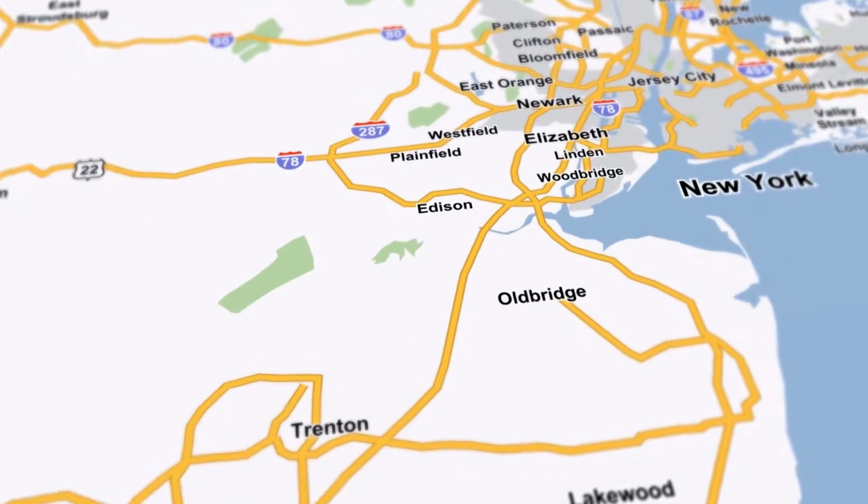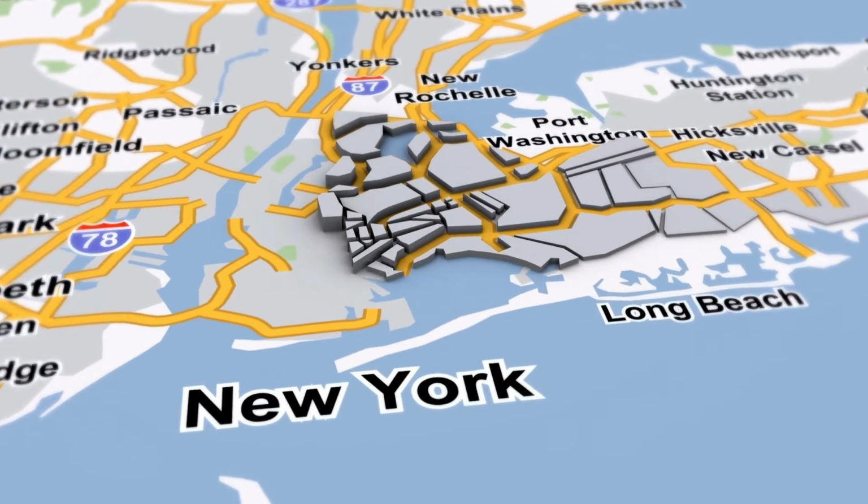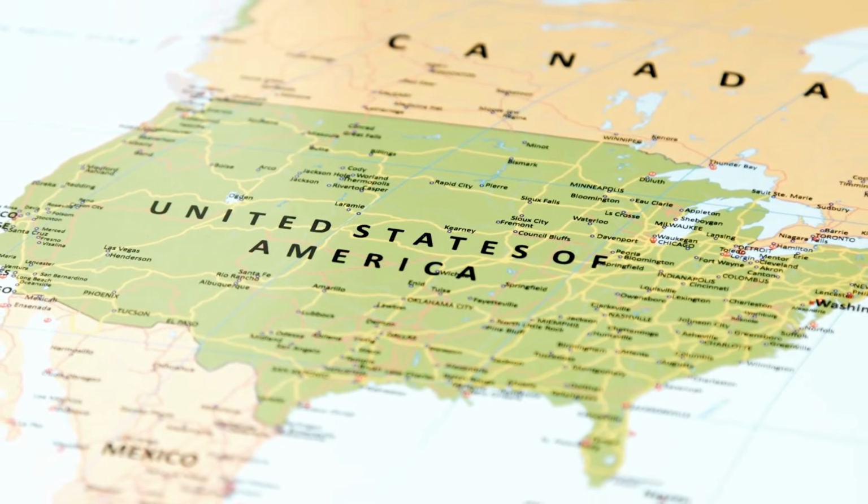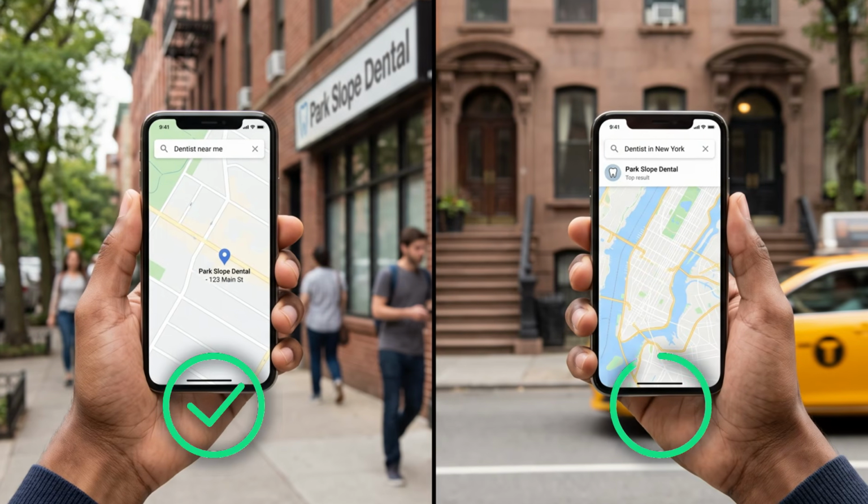For example, a dentist in New York does not necessarily need to rank for "dentist" across the entire United States. They want to appear when people in their service area search for terms like "dentist near me" or "dentist in New York." This is the main purpose of local SEO.